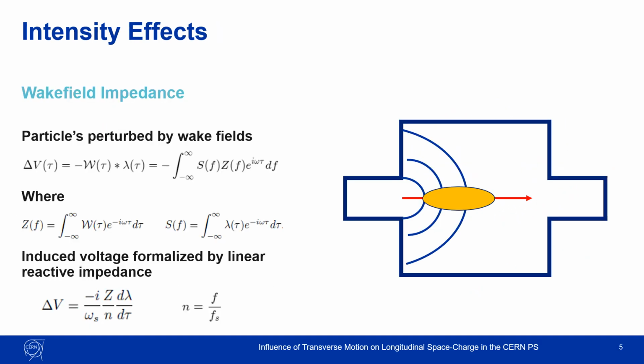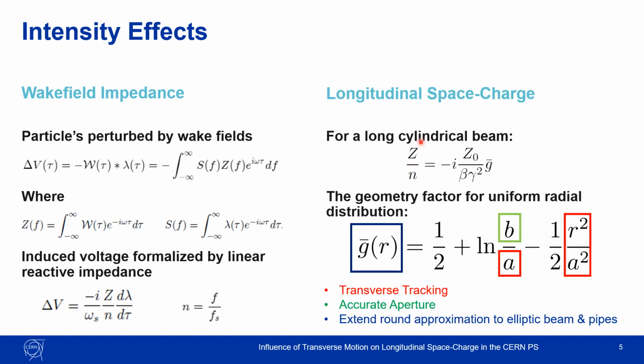As described previously, discontinuities in the beam pipe will induce wake fields whose longitudinal effects can be characterized by a linear reactive impedance. The equivalent space charge impedance can be shown to scale with a geometrical factor G, dependent on the relative transverse position R within a bunch with respect to the beam radius A and aperture radius E.